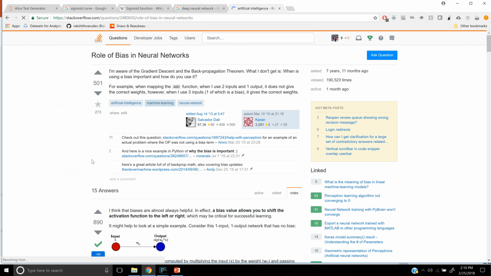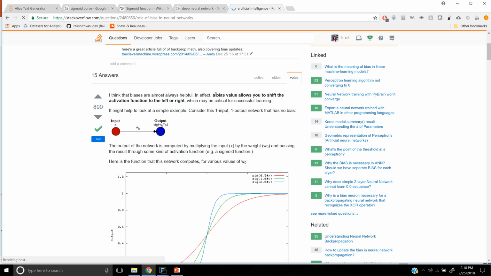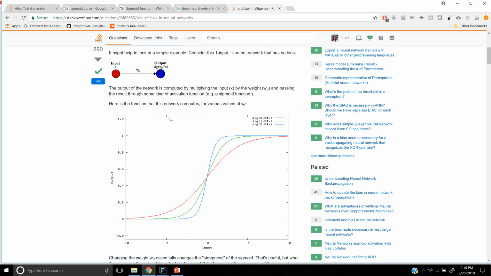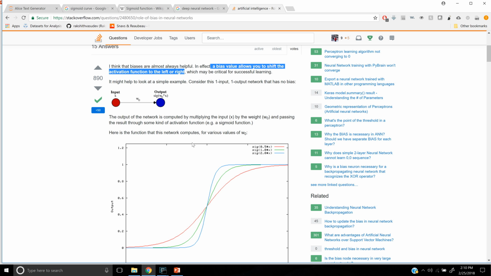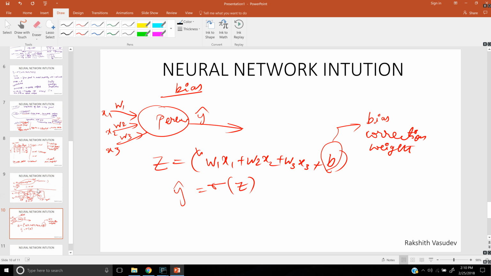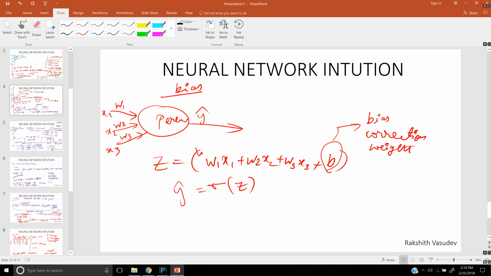Take a look at this one really quick. Bias allows you to shift the activation function to the left or to the right. See, that's a correction.